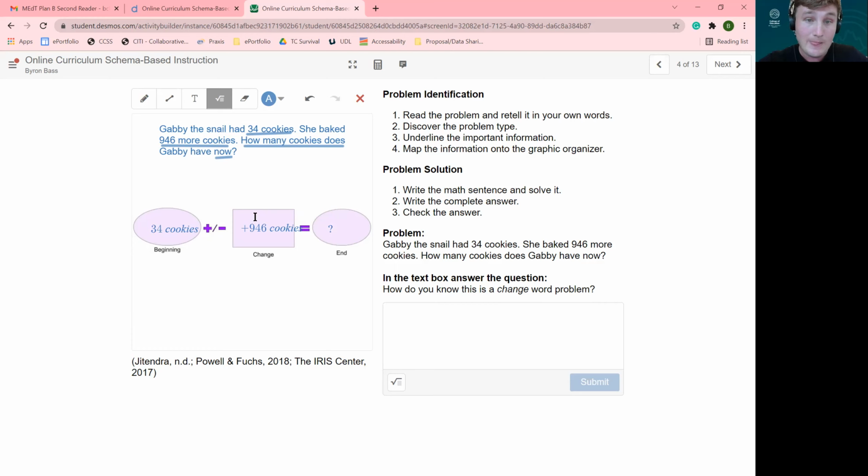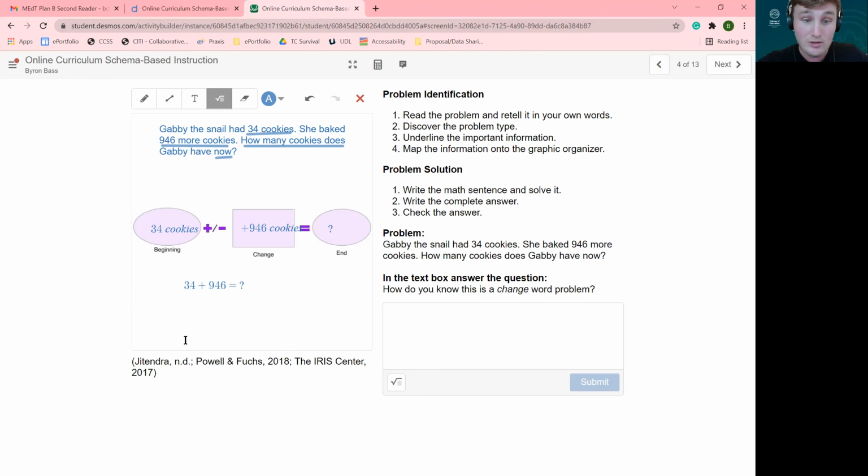The next step would be to take the information from the graphic organizer and write a math sentence to solve it. So we'd have 34 plus 946 equals some unknown value. Ideally, before you do this, students will have experience with solving one-step equations, which this is. This one's phrased nicely because the question mark's at the end and both known values are on this side of the equal sign, but that's not always going to be the case. So you do want students to be able to move values around ideally before you start this type of instruction.